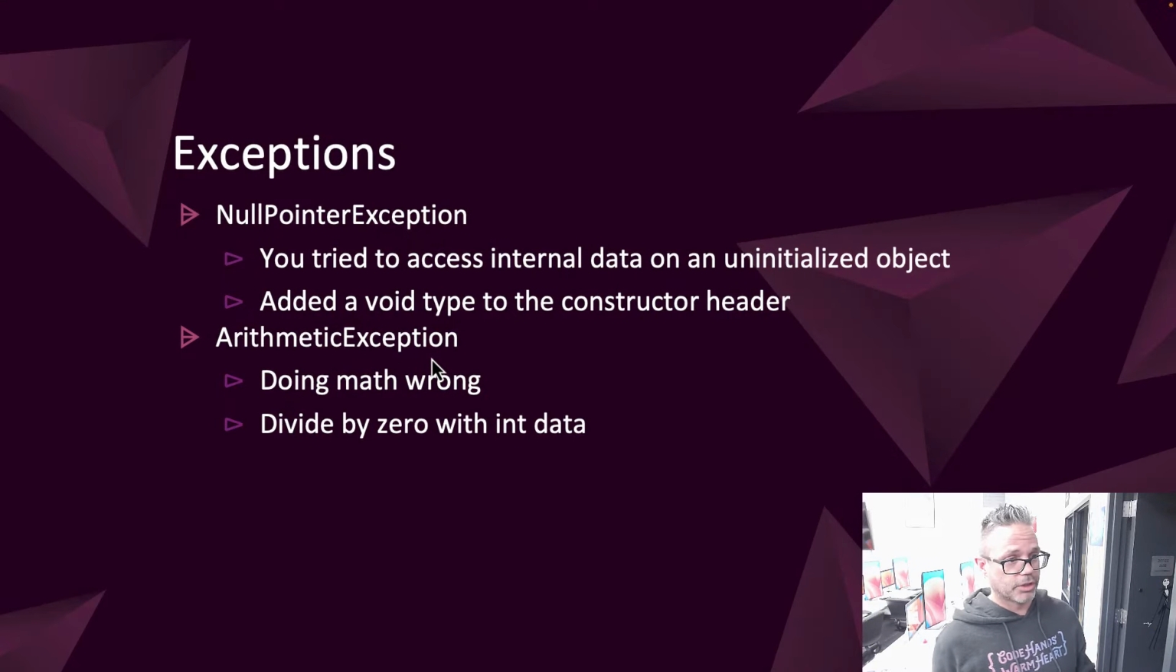The first exception we'll be looking at is a null pointer exception. You tried to access internal data on an uninitialized object, so something didn't get initialized in the constructor, or maybe when you're writing your constructor, you accidentally put void in the header. Don't do that. Make sure you initialize all your data members inside your constructor. Arithmetic exception: you're doing your math wrong. This means you tried to divide by 0 on an int type. It won't work. So make sure that when you're working with math, you have the right kind of data types.